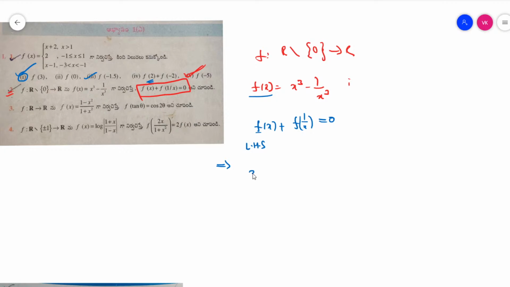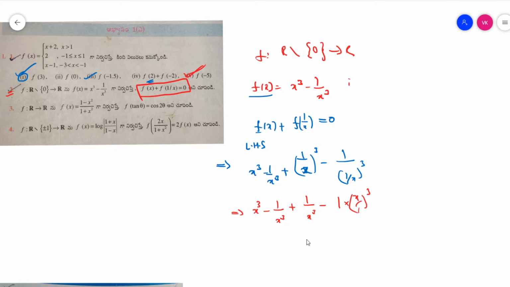Then we write f of x, which means x cube minus 1 by x cube, plus f of 1 by x, which means 1 by x whole cube minus 1 by, here, 1 by x whole cube. Okay, yes. Now we have to calculate each and every term. So let's go for x cube minus 1 by x cube plus 1 by x cube minus 1 by, that is in the denominator, the fraction, we can write its reciprocal. Then directly we can write x by 1 whole cube, which implies x cube minus 1 by x cube plus 1 by x cube minus x cube.